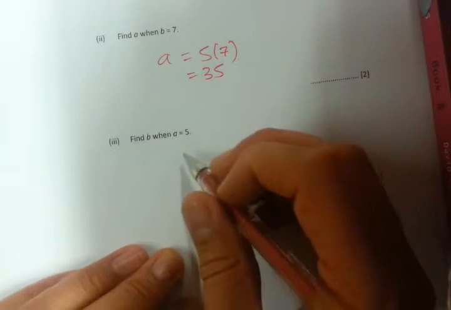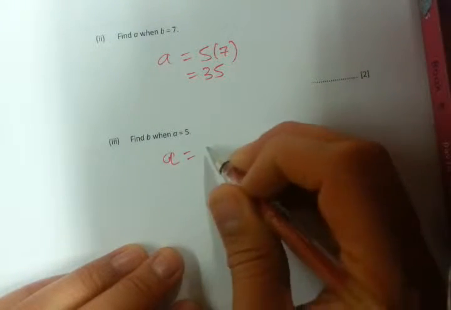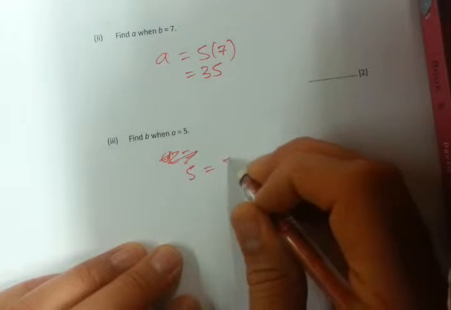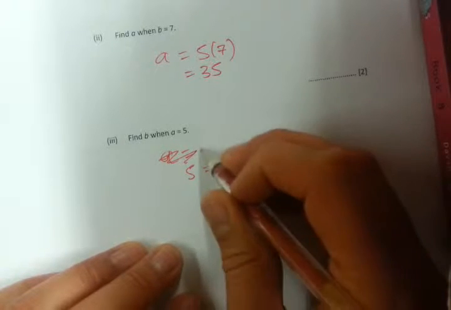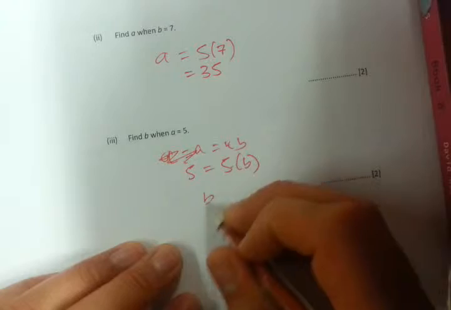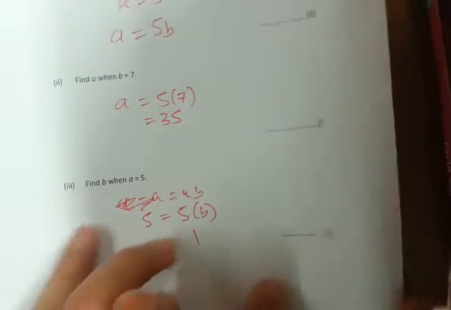Find B when A is 5, so we get 5 equals K is 5 times B. A equals KB, and A is 5, and K is 5, so B is clearly 1. That was easy.